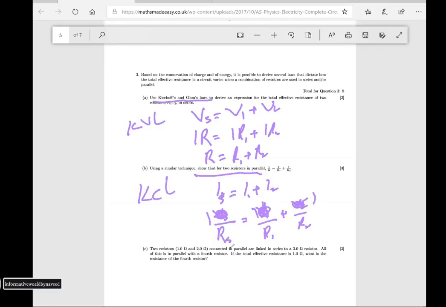Two resistors are connected in parallel. What is constant? That's why you cancel it out, right? Two resistors in parallel are linked in series to a 3 ohm resistor, all of this in parallel with a fourth resistor. If the total effective resistance is given, then what is the resistance of the fourth resistor? Let's draw it.